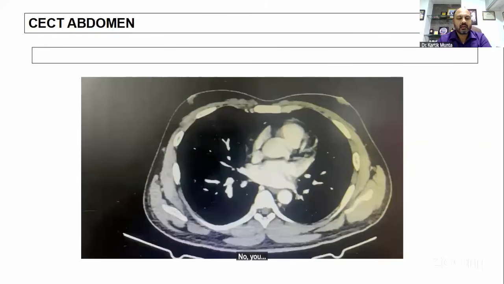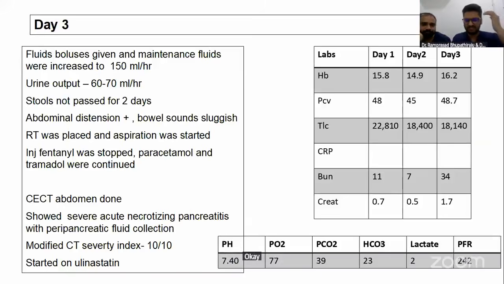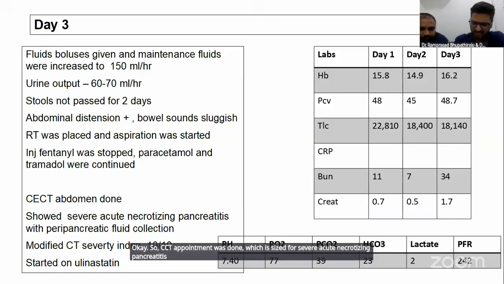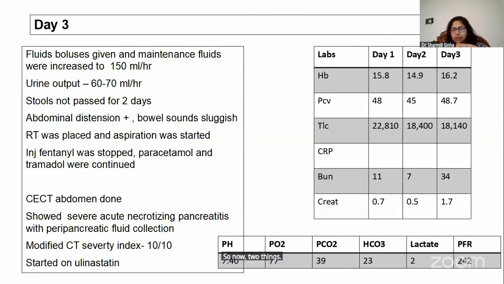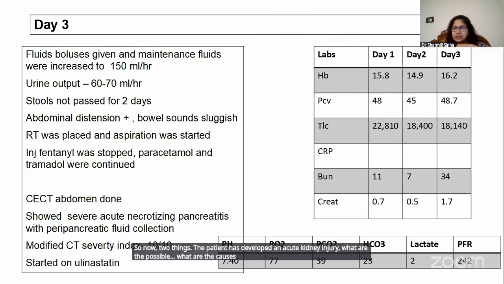You explain the CT findings. Okay. So, CECT abdomen was done, which is suggestive of severe acute necrotizing pancreatitis with peripancreatic fluid collection, ma'am. And they have given a modified CT severity index of 10 by 10, ma'am. So now two things. The patient has now developed acute kidney injury. What are the causes of acute kidney injury in this case?